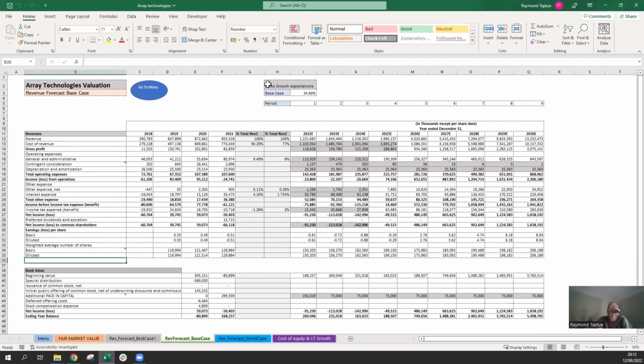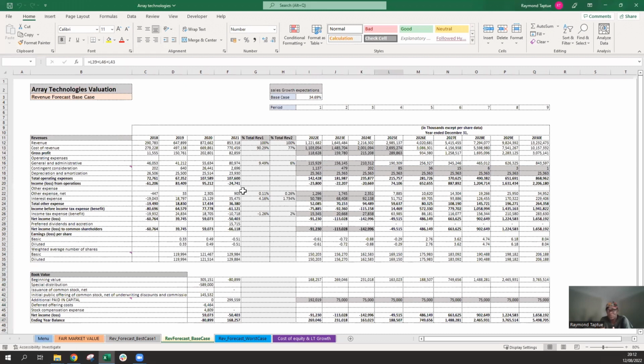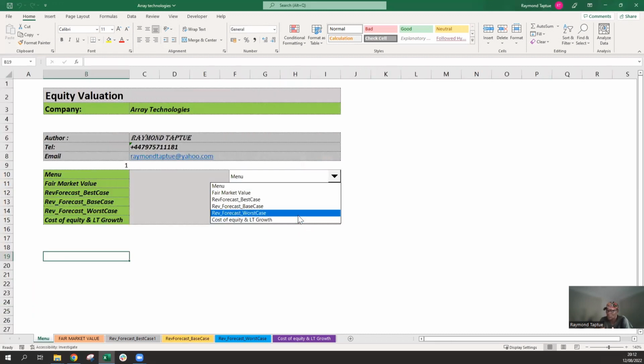We are going to use the same assumption for the book value per share. The only key variable here is going to be the net income under the base case scenario, which will populate the book value to allow us to determine the ending value of the book value per share under the base case scenario. We are going to do the same under the worst case scenario.